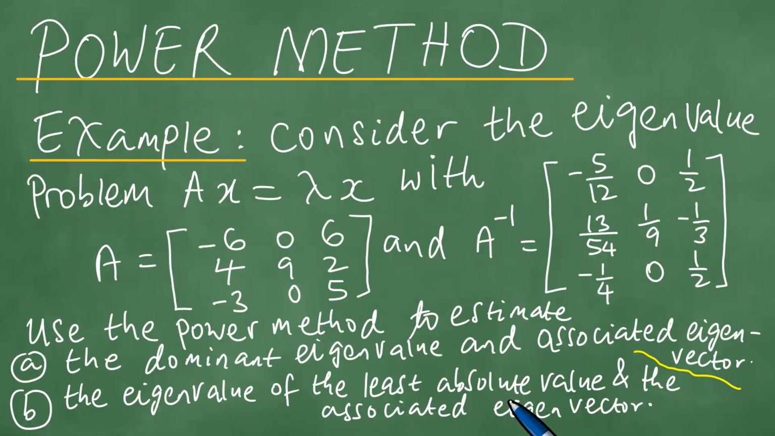The eigenvalue with the least absolute value. Normally we deal with the dominant one, so we're going to find the inverse of the matrix A. By good luck, it's already there. With that inverse, the power method is going to produce the eigenvalue with the largest magnitude. All right, and that is the one we want.